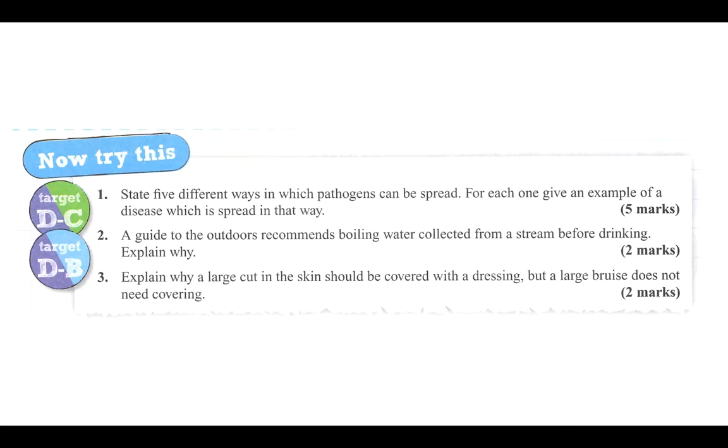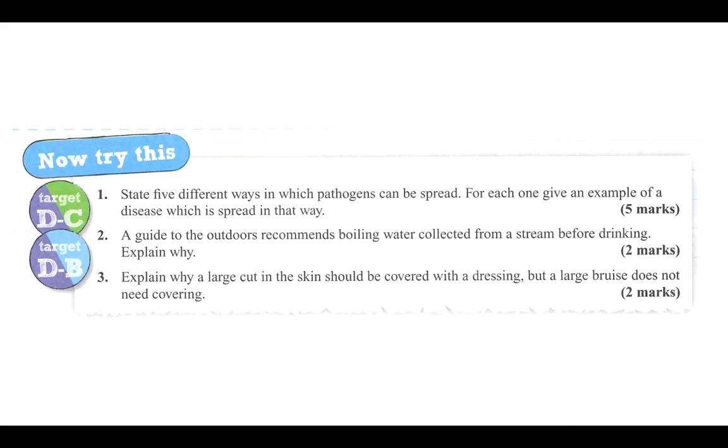First question says, state 5 different ways in which pathogens can be spread. For each one, give an example of its disease which is spread that way. So you could have said that pathogens are spread through water, therefore we drink the water and we get ill, and an example of that would be cholera, 1 mark. By the air, so for example we breathe in the flu virus, 2nd mark. So 2nd mark for saying we can catch diseases like the flu through the air.